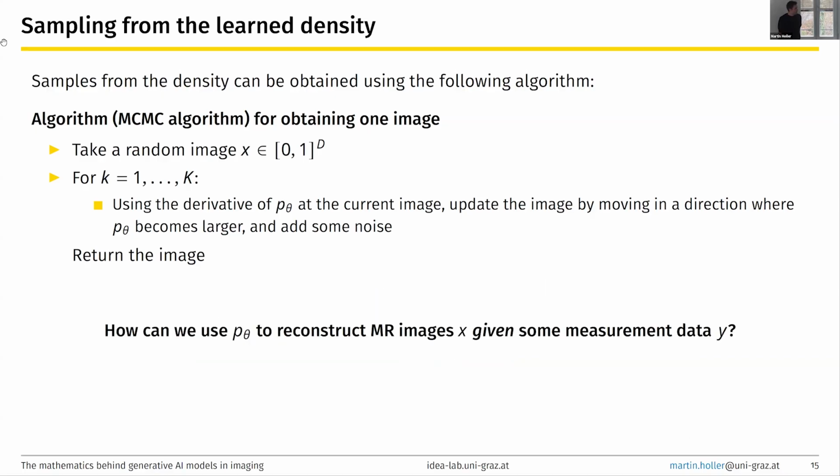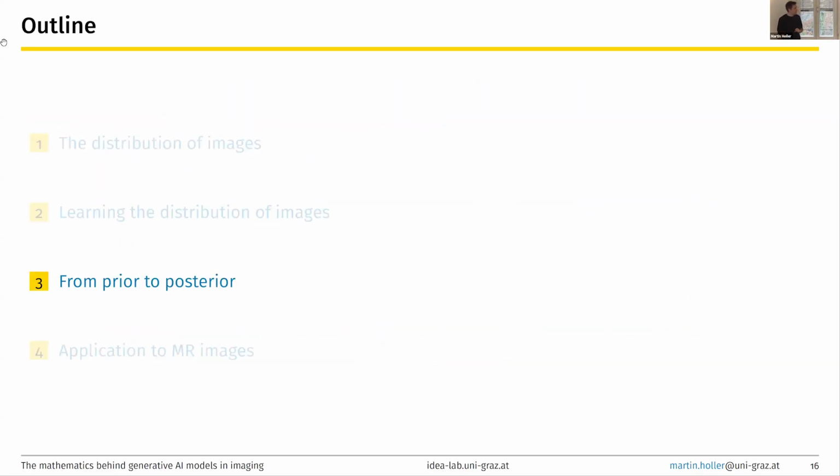Okay, so the next question is, how can we now use this parameterized density that we have trained, for instance, on MR images to actually reconstruct MR images, right? We again need some conditioning. We don't want to sample a random MR image, but we actually want to obtain the MR image that fits to some measurement data. So how can we involve measurement data? So we come to this next section to talk about this.